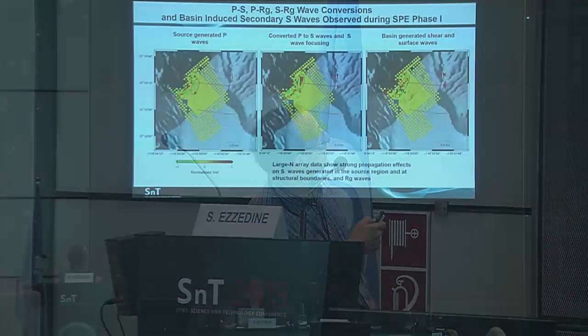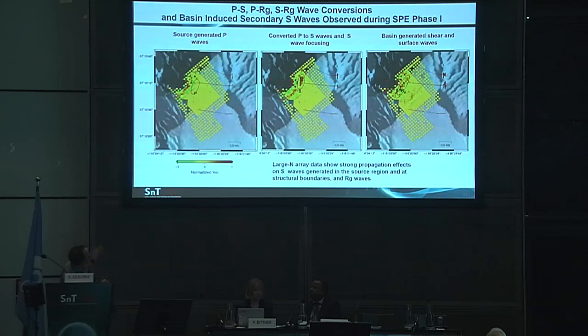Some half of them are three component and half of them are single component. Here's how the progress looked. Initially you have the source, which is right there. You can see the wave start propagating. There's the P wave, then the P generates the S wave. You can see some focusing, and then the S turns into Rg with the interaction of the surface.